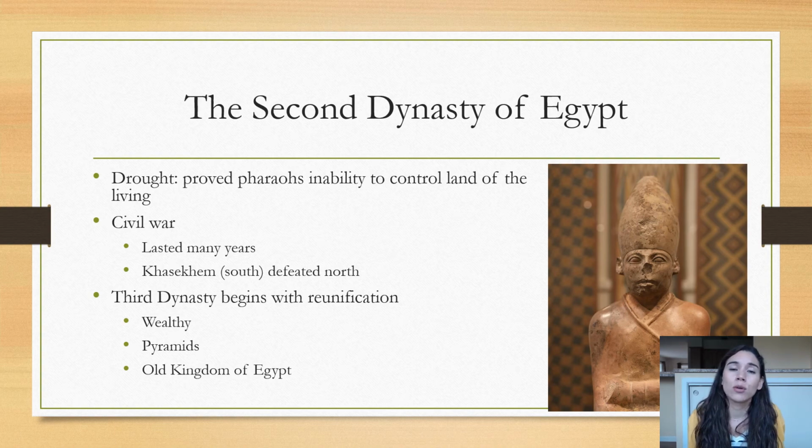Egypt breaks out into a civil war during the Second Dynasty of Egypt, and it lasts many years until Khasekhemwy from the south defeats the north and reunites Egypt again. So the Second Dynasty of Egypt is a little tumultuous. You have drought, you have civil war, and after that is when we begin the Third Dynasty of Egypt, which we will discuss in our next video.